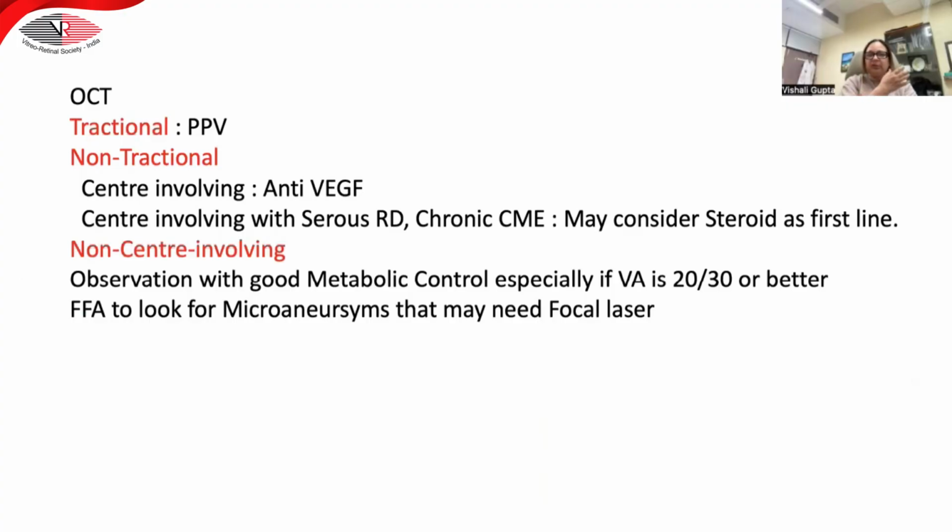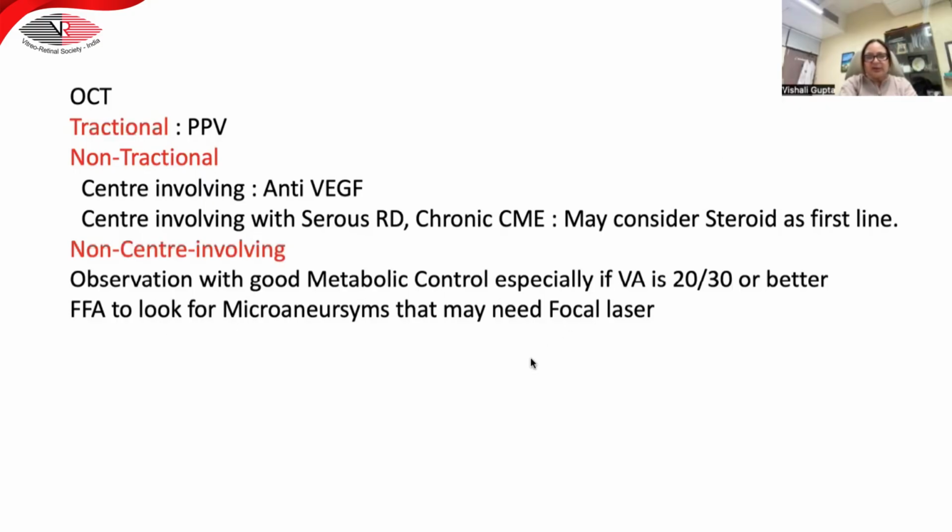So far, we learned how to evaluate macular edema. We saw on OCT whether it was tractional or non-tractional. If it was tractional, go ahead with PPV. If it is non-tractional, you see whether it is center involving, where you give anti-VEGF, and if it is involving the center and has serous detachment or chronic cystoid macular edema, you might consider giving steroid as first line. The second, we said, is non-center involving, where you may observe, especially if the visual acuity is good, or you may consider doing focal laser.